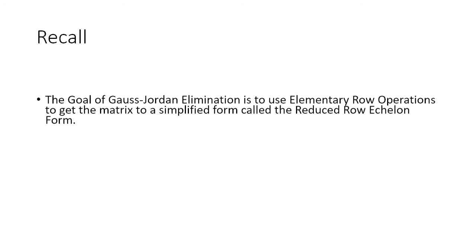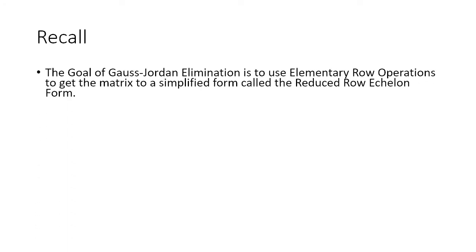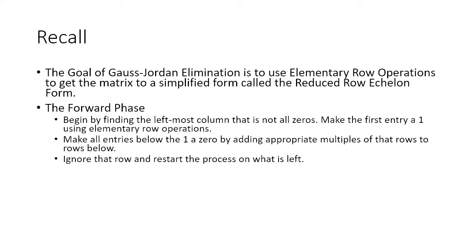Hello everyone, and let's begin with a quick review of the process of Gauss-Jordan elimination. Remember that the goal of Gauss-Jordan elimination is to use the elementary row operations to get the matrix to a simplified form called the reduced row echelon form. In this form, we will quickly be able to find the solutions to the corresponding linear system.